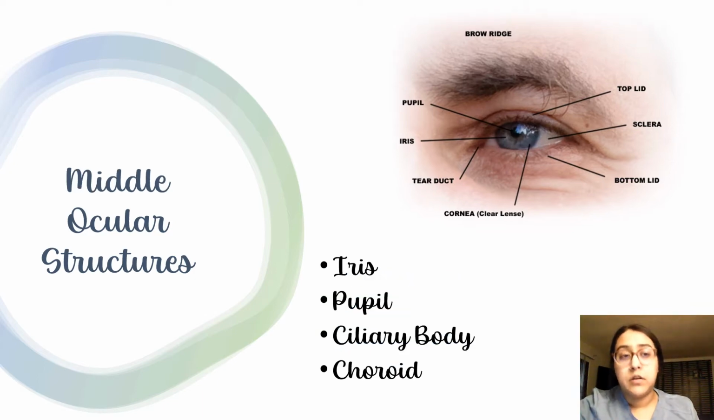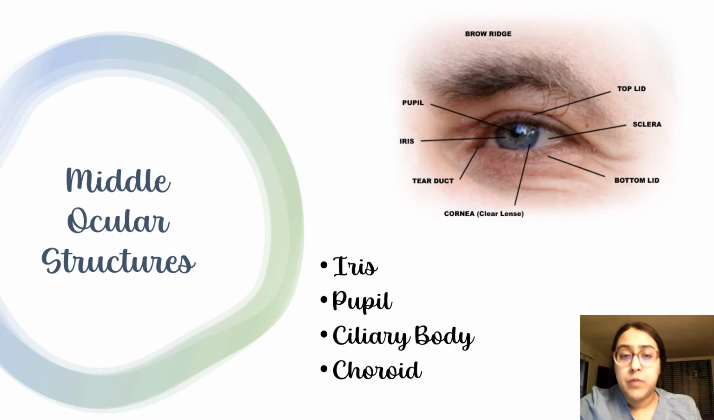The middle ocular structures include the iris, the pupil, the ciliary body, and the choroid. The iris is what gives the eyes their color, and it contains a small opening in the middle, which is known as the pupil. Now, the pupil is what controls how much light is allowed into the eye. It would either dilate or constrict with the help of the iris through the use of the iris sphincter muscle and the iris dilator muscle.